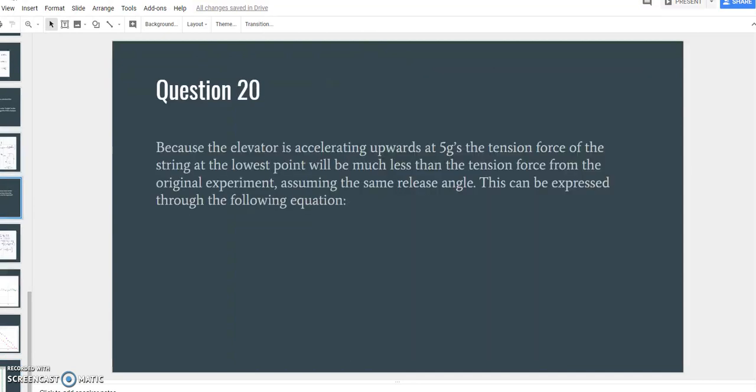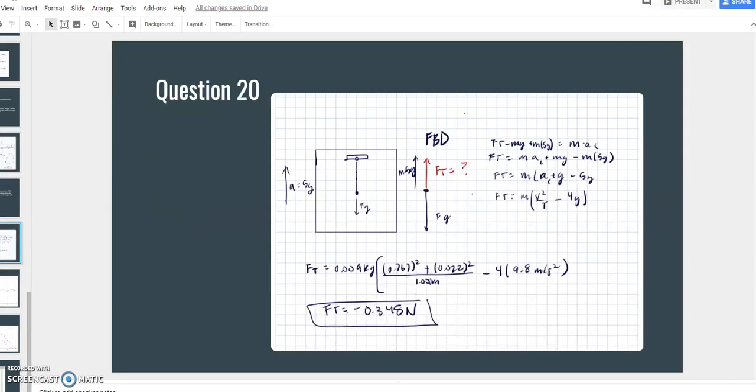And finally, question 20. The experiment is done on the Earth, but in an elevator accelerating straight up at 5 Gs. What is the thread tension in the ball at the lowest point, assuming the same release angle? Well, if you have the elevator accelerating at 5 Gs upward, you can write your FBD like this. So your force of tension is what you're solving for. You have the same force of gravity, which is just m times g, but then you also have the acceleration going upwards, so you have this force of 5 Gs. This is actually the force of gravity in the opposite direction, so m times 5g.